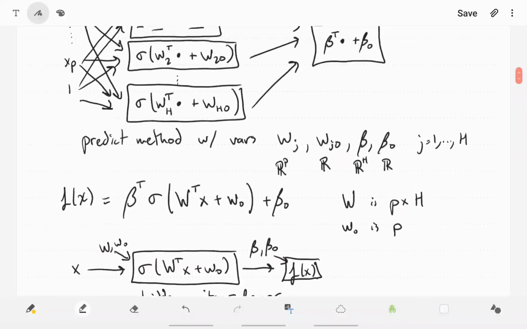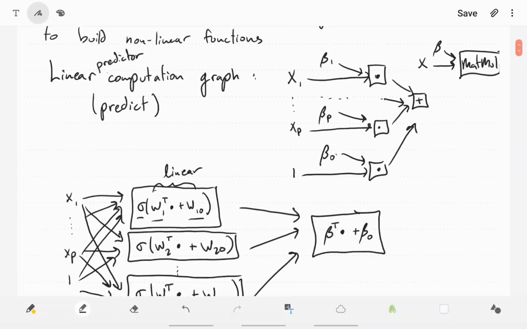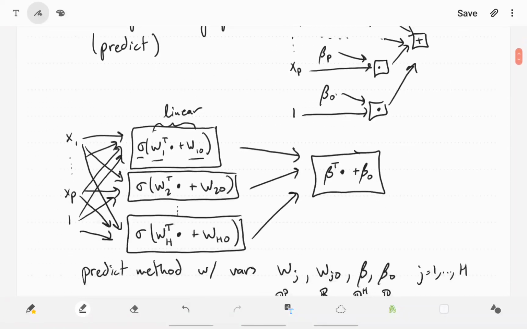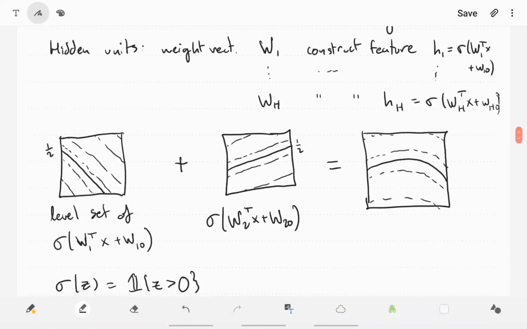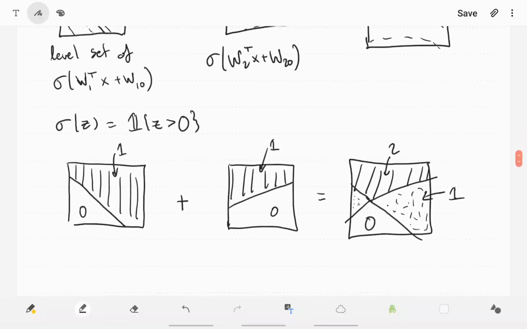Okay, so next time we'll talk about how to train neural nets. This is just predict, right? This is just how you would do the predict if you were given these fixed trainable variables. But how exactly are we going to learn these trainable variables? And then we'll talk later about optimizing neural nets and optimization for deep learning.